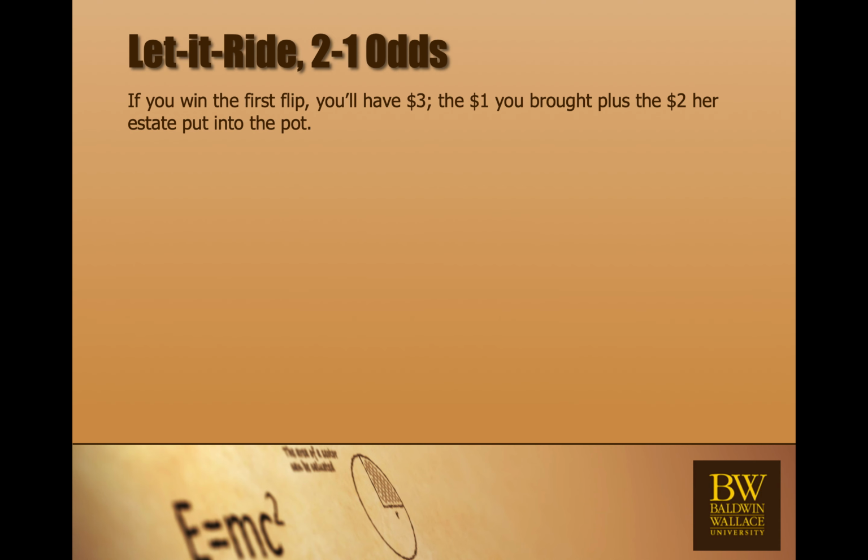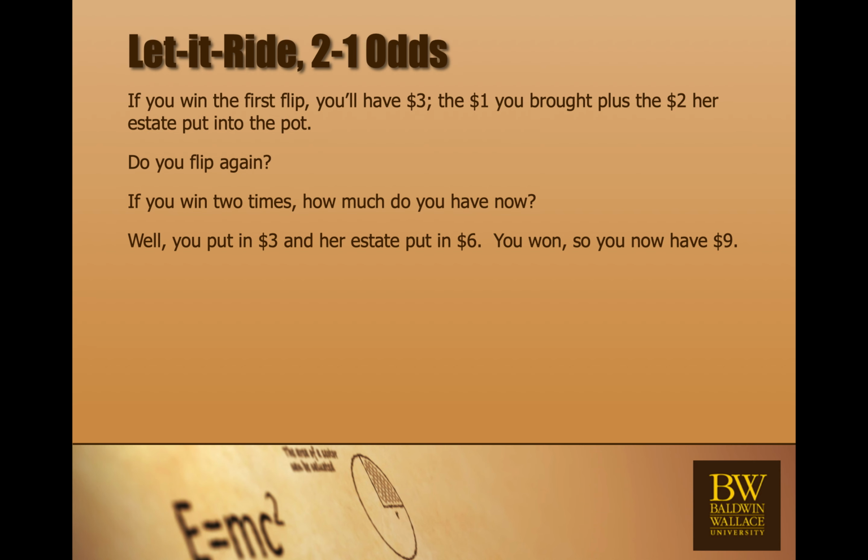So you win the first flip. You got lucky. You put in $1. Her estate put in $2. And you now have $3. Are you going to put that in? It's a good deal. You get 2-to-1 odds. You put in the $3. Her estate put in $6. You got $9 now. Are you going to put that in? If you put in 9, her estate's putting in 18. Seems like a good deal.